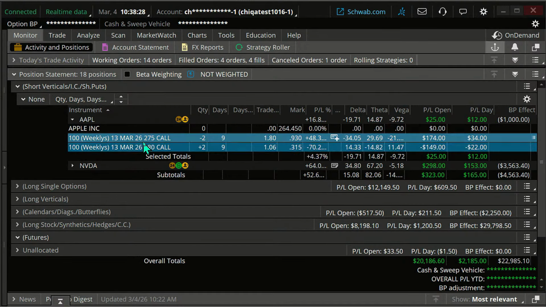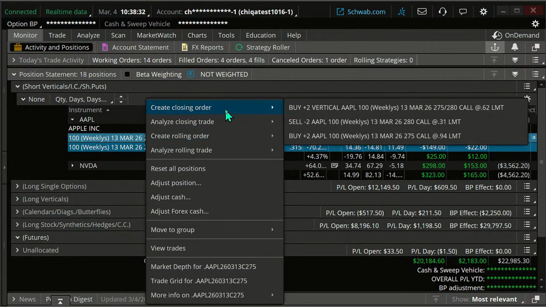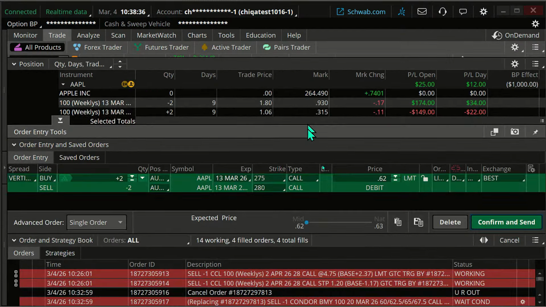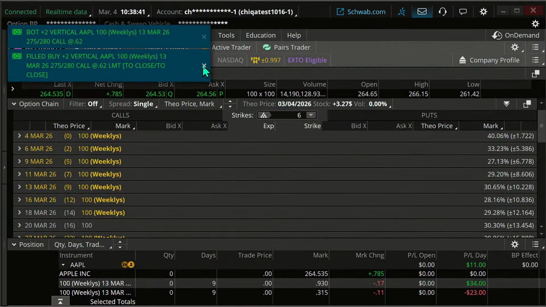So let me highlight this. Let me close this order. I'm going to buy this back. Now I'm going to hit up a couple questions here, and then we'll look at some other trades.